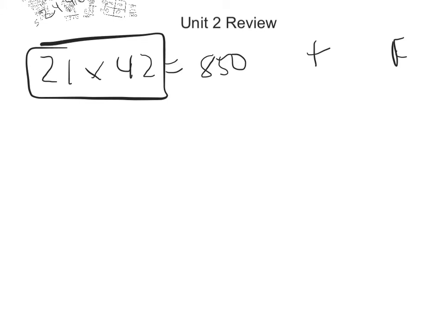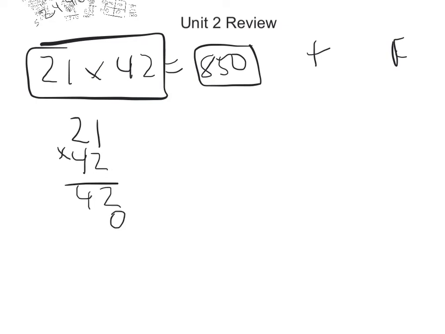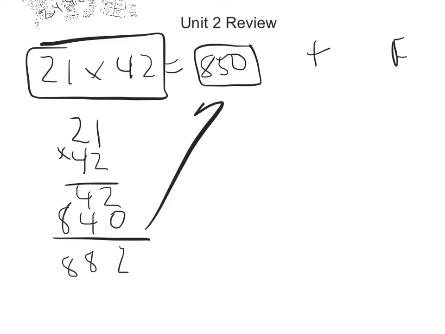If it equals what the answer of 850 is, circle true. Okay, so let's work it out. 21 times 42, I'll do the shortcut method. 1 times 2 is 2. 2 times 2 is 4. Put my 0 down. 4 times 1 is 4. 2 times 4 is 8. That gives me 882. My answer would be false.